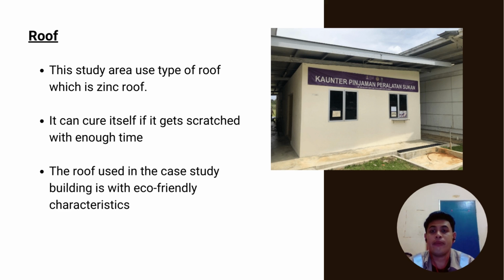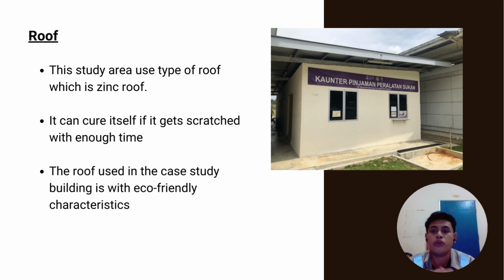In order to keep your energy costs as low as possible, a building roof is crucial for insulation. Every component of the roofing serves as a defense against the elements. By restricting air from entering or leaving the structure, they can help keep a room warm in the winter and cool in the summer. In this case study building, the type of roof used is a zinc roof.